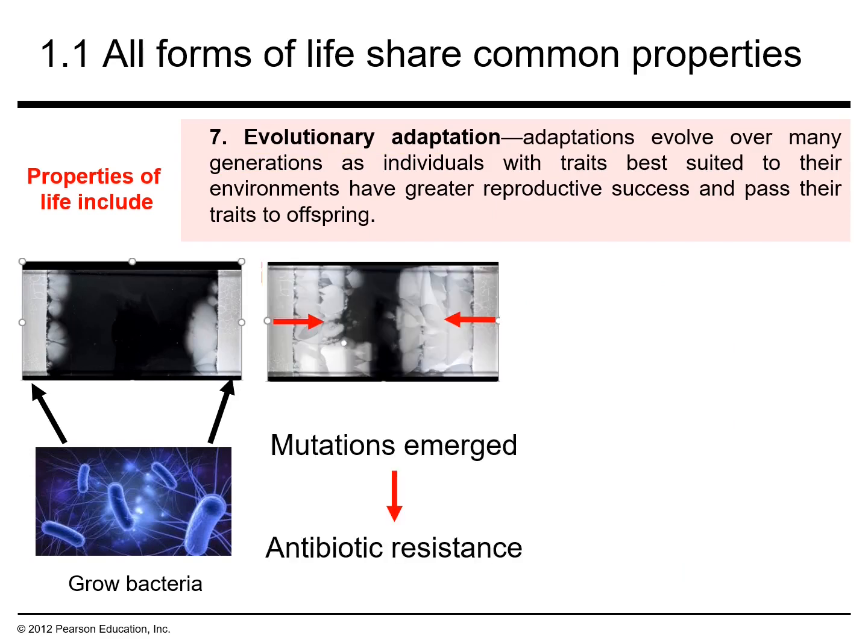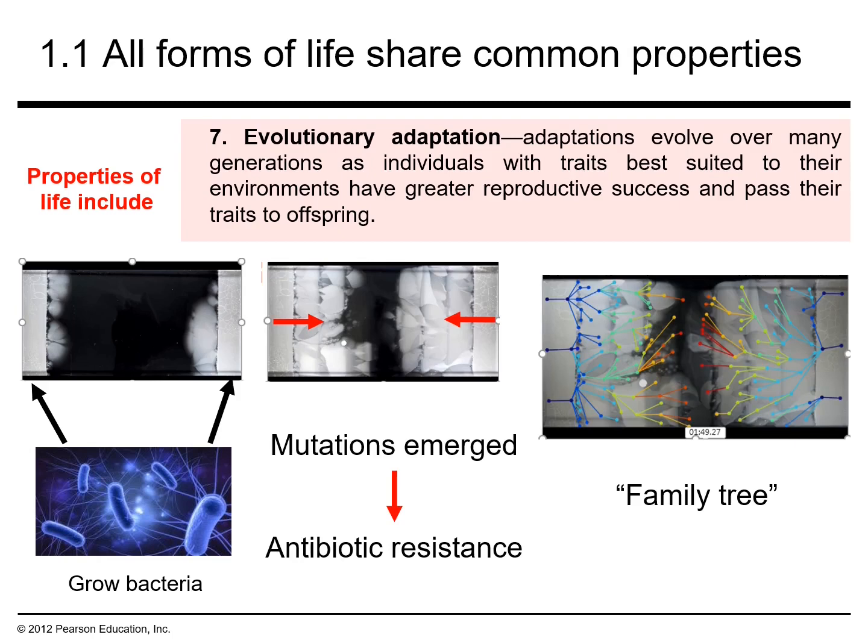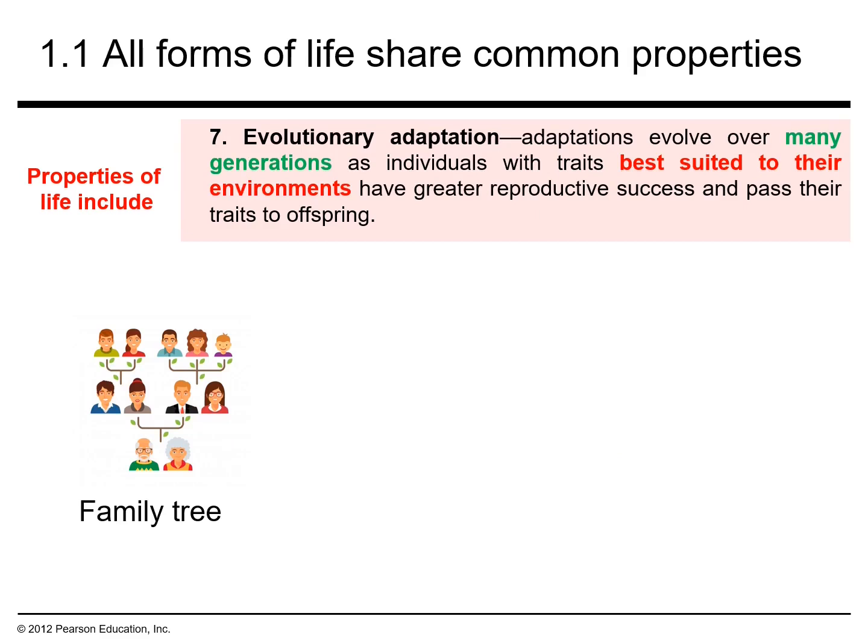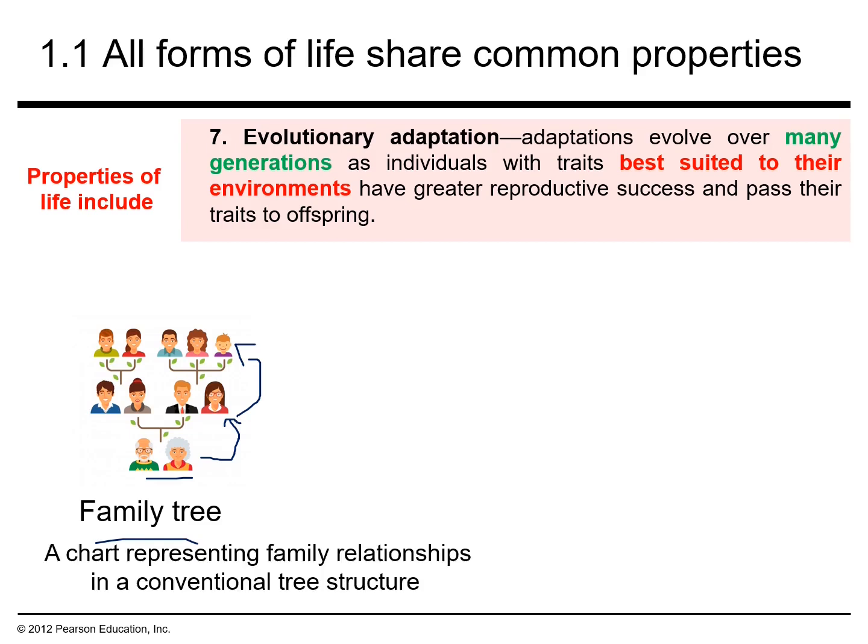So mutations emerge, there is antibiotic resistance, and if you see, this looks like a family tree. And I don't know if you remember what is a family tree. This is a family tree. Here are the ancestors, and here is another generation, and here another generation. Scientists have done the same thing.